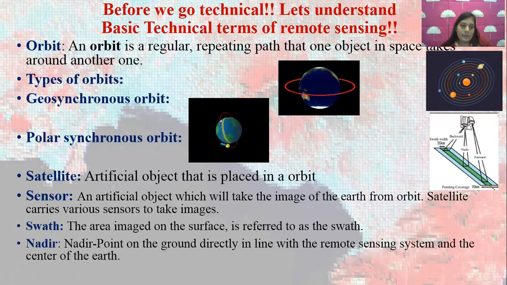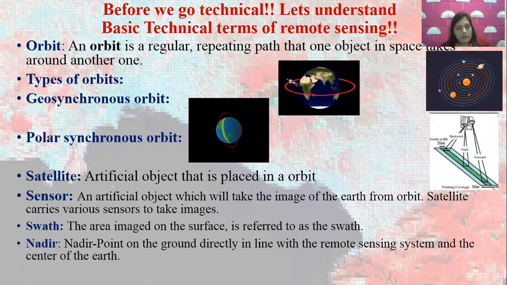And next is polar synchronous orbit. What is polar synchronous orbit? Yes, it travels north to south, south to north. It means it will take the data in a longitudinal manner, right? As the earth is divided into longitudes and latitudes, and as we require data of the whole surface of the earth, that is why one is geosynchronous and the other is polar synchronous.